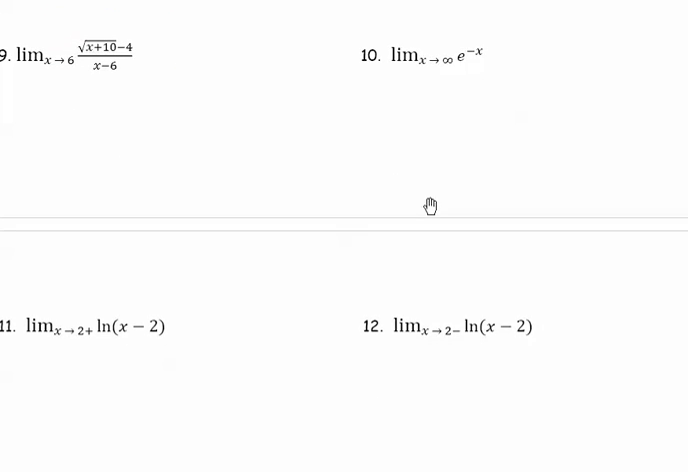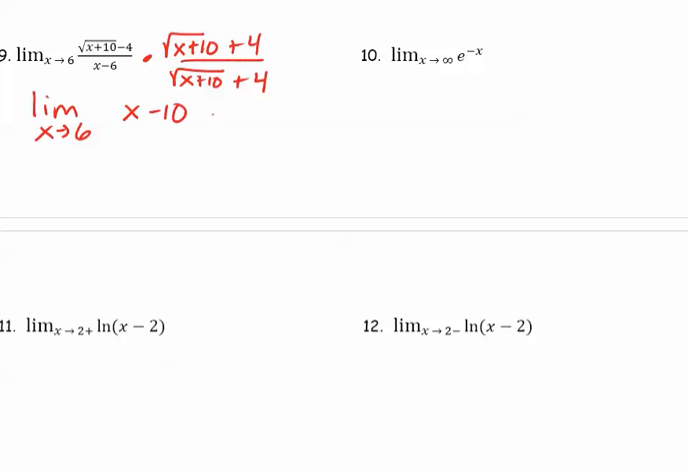In question 9, when we have a binomial with a radical, we use the trick of rationalizing by the conjugate. And do not distribute in the denominator. In the numerator, you can see we'll have x plus 10 minus 16. And in the denominator, let's leave these as separate factors.